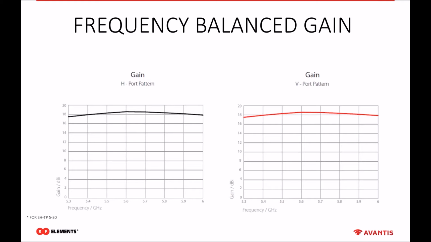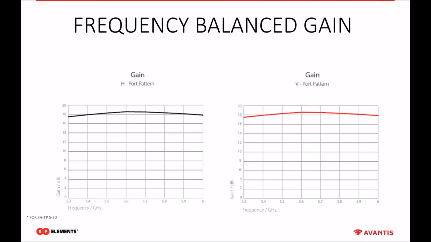And for those who might be asking if those two graphs, the gain for horizontal and vertical polarization, are similar, I can guarantee it's completely similar. So the gain for both polarizations, horizontal as well as vertical, is completely the same. This is very, very good if you are using MIMO in your deployment. For MIMO, the same gain for horizontal and vertical polarization is very, very important.